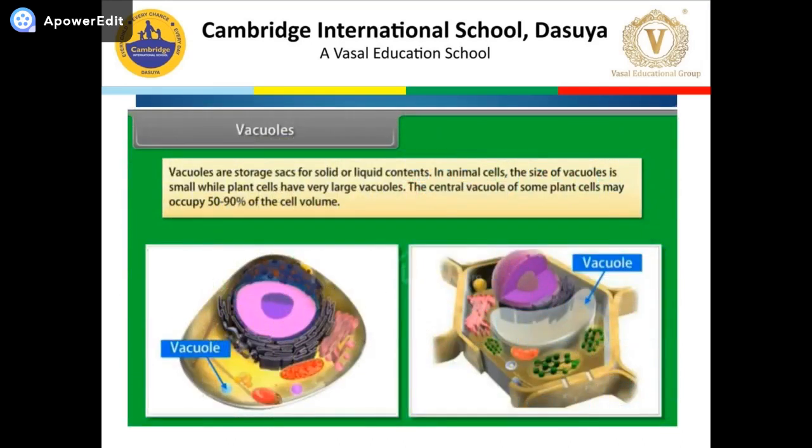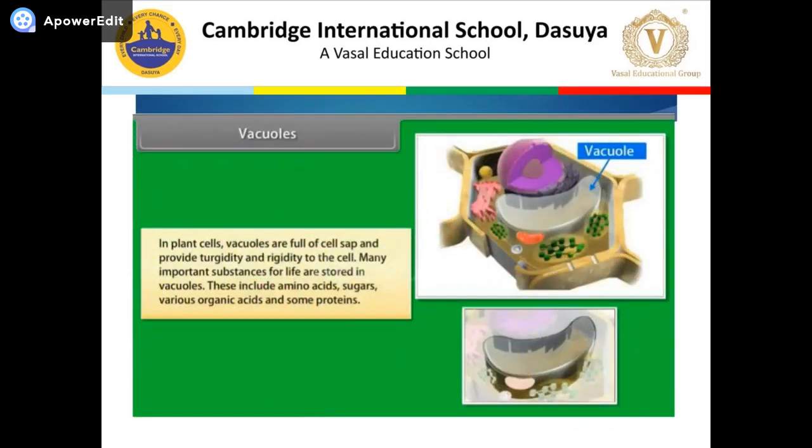Vacuoles are storage sacs for solid or liquid contents. In animal cells, the size of the vacuole is small, while plant cells have a very large vacuole present in the center. The central vacuole of some plant cells may occupy 50 to 90% of the cell volume. In plant cells, vacuoles are full of cell sap and provide rigidity to the cells. Many important substances for life are stored in vacuoles. These include amino acids, sugars, various organic acids and some proteins.